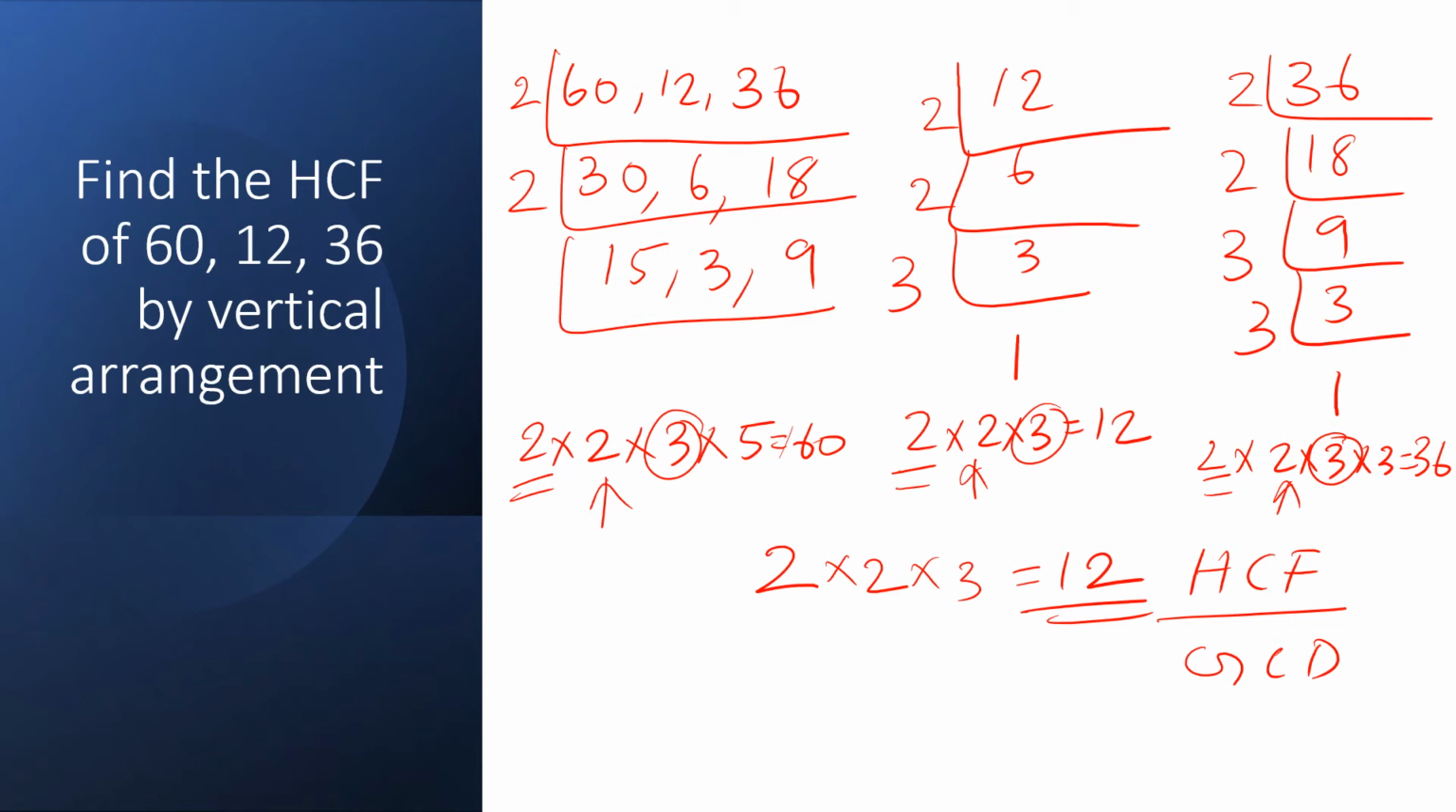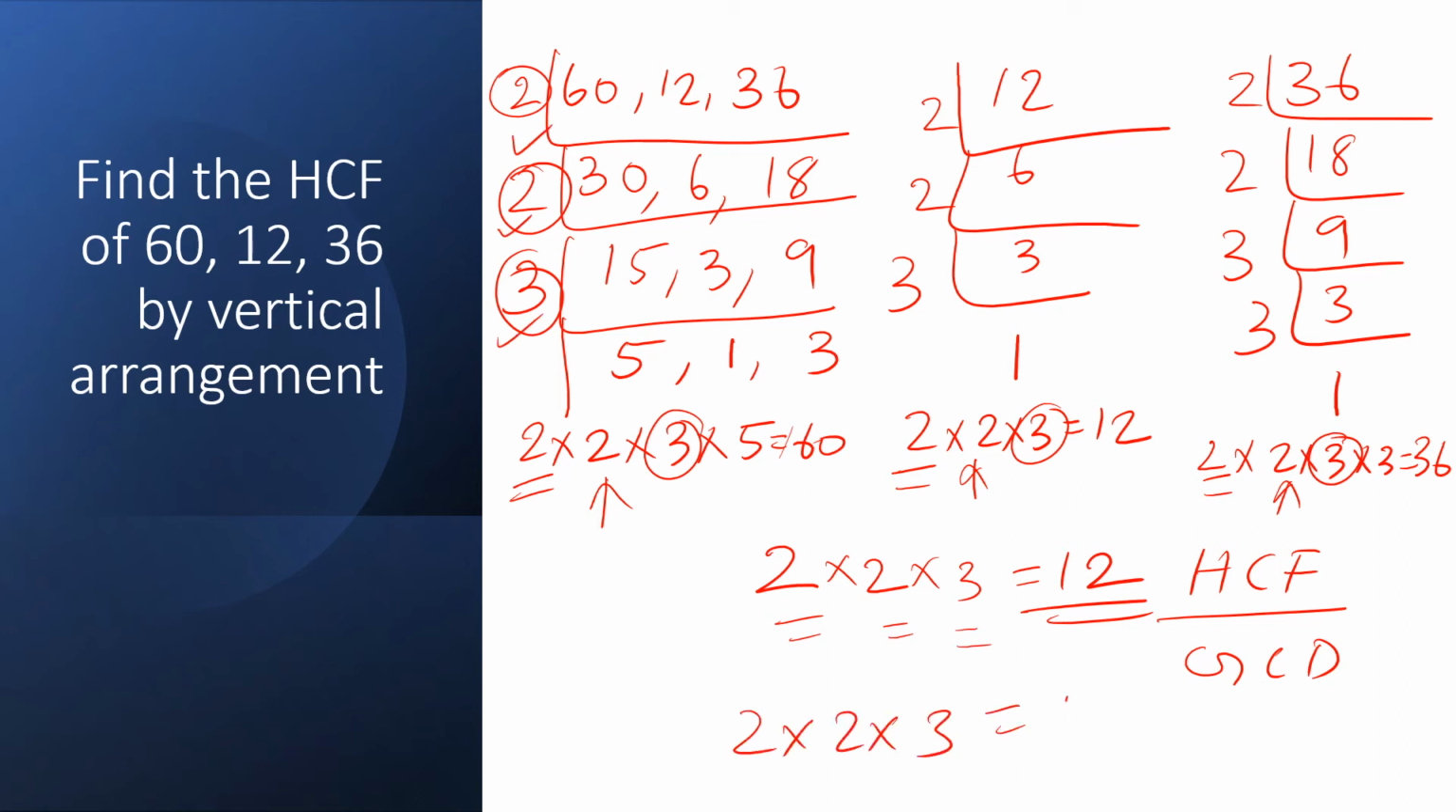Can we divide this with 2 again? No. Can we divide all the 3 with 3? Yes, it can be divided. We write 3, 5 3s are 15, 1 3 and 3 3s are 9. Now there is nothing to divide as far as the middle number is concerned, so we need to stop here. Or if there is no common number by which we can divide, we can stop here. And these are the common factors by which we can divide all the three. That means here we will again write 2 into 2 into 3 from here, and we'll say that 12 is the HCF. This way we can save time.